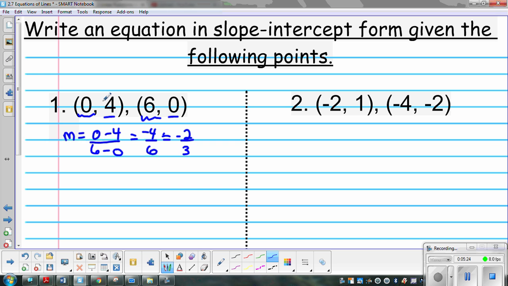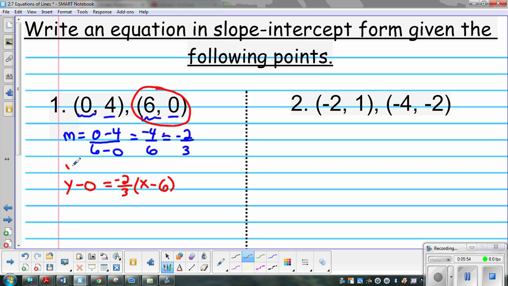Now I get to pick a point, (0, 4) or (6, 0). I'm going to pick the point (6, 0). So now I have a point and a slope. So I'm going to go right into point-slope form. y minus y1 equals m times x minus x1. So now I took my point and slope, and I've subbed it into point-slope form.